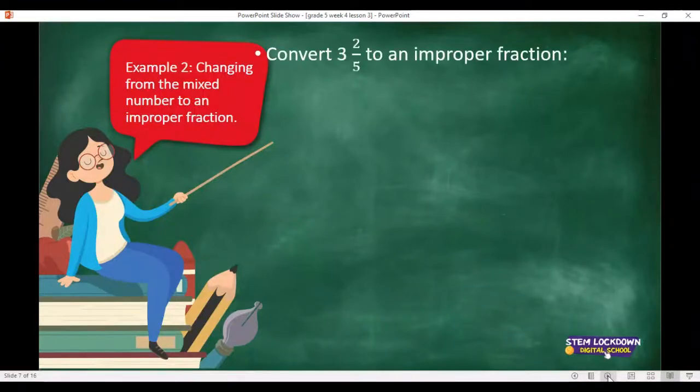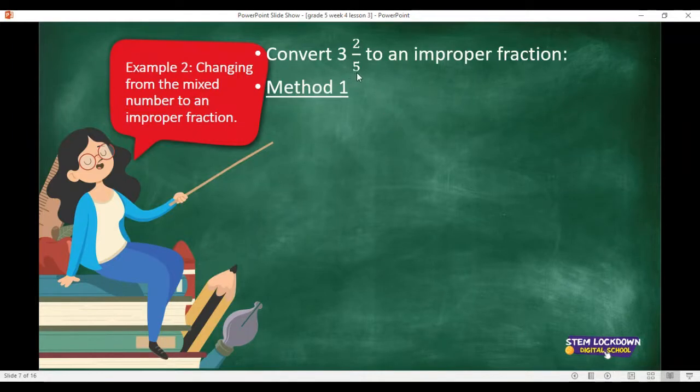Now the second example, we are changing from a mixed number to an improper fraction. So it's still the same thing. The mixed number that I gave you there is 3 and 2/5. So how many wholes do we have, grade 5s? We have 3 wholes. And if we write those wholes as a fraction, we have to check the denominator, and our denominator is 5.